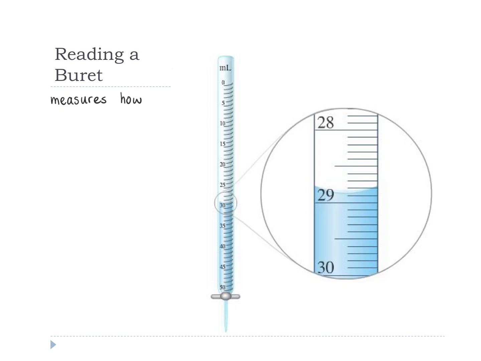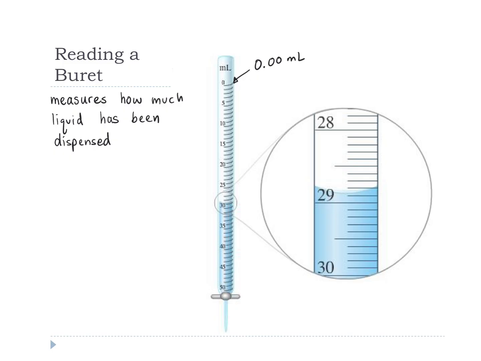So it measures how much liquid has been dispensed. That means when a burette is full, the reading at the top of the burette is actually 0.00 milliliters, because when the burette is full, no liquid has yet been dispensed from it into another container.